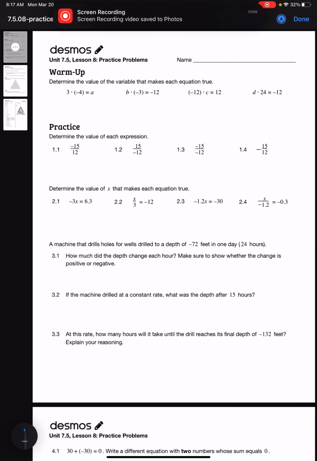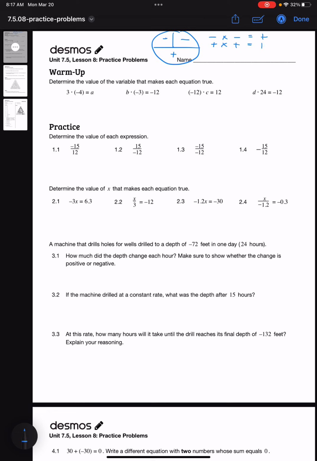A negative times a negative is a positive. We know a positive times a positive is a positive. We know a positive times a negative is a negative, and a negative times a positive is a negative. So 3 times negative 4 equals negative 12.